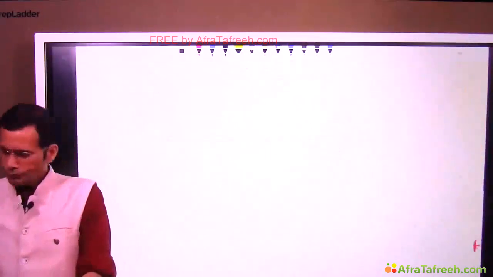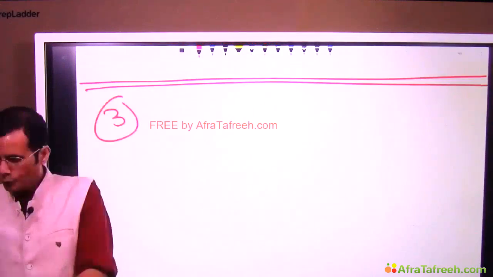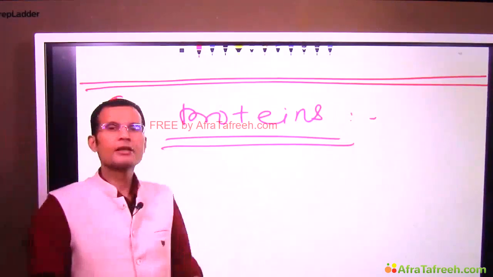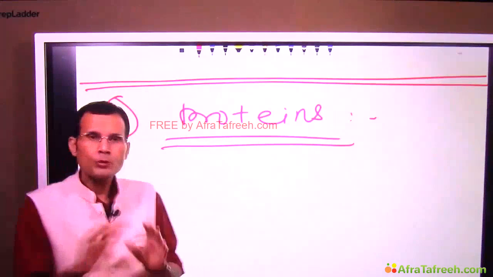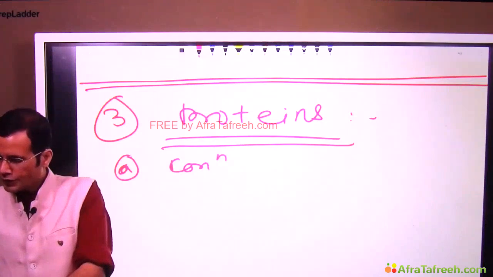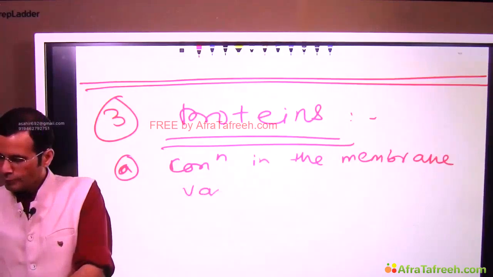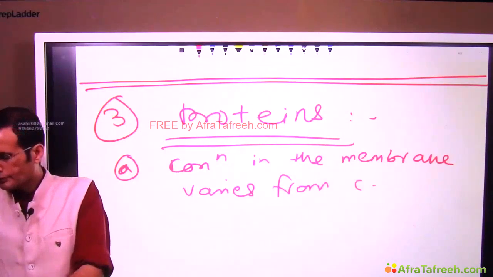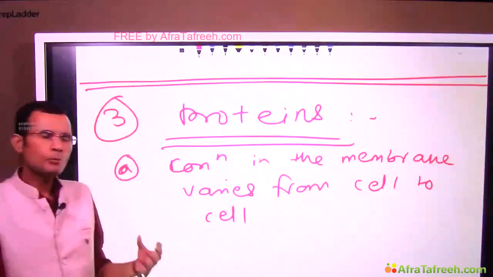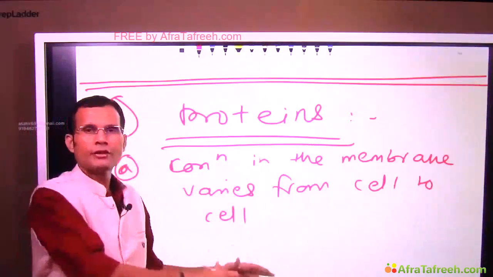Okay, so that was about the lipids in the membrane, and now the most important part, proteins in the membrane. This will take a little longer. Now, first thing is protein concentration. I am going to make 2 points. One is protein concentration in the membrane varies from cell to cell. I mean to say membrane to membrane. We have said that it occupies a certain surface area in the membrane, but protein concentration varies. Membrane protein concentration is different in different membranes.